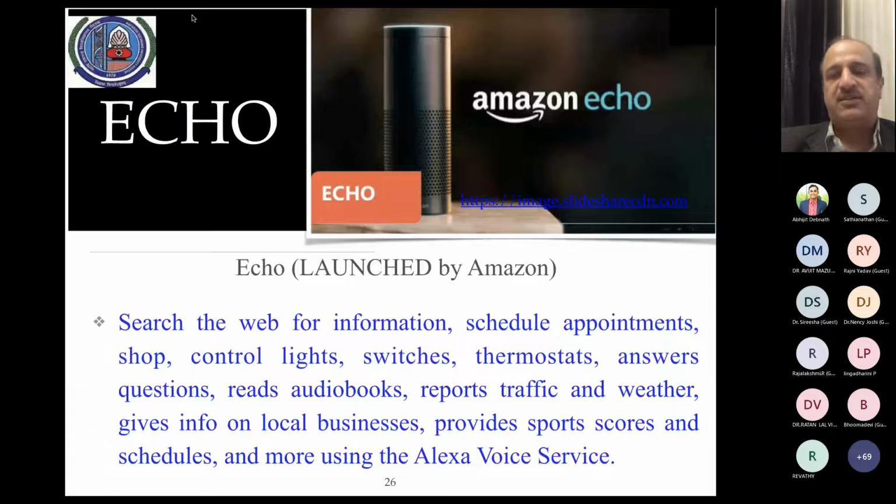Another launch by Amazon is the Echo, working on some of the same factors which we had discussed, but it also has a composition of scheduling your appointments, shopping for you, controlling the light and thermostat, answering your questions, and reporting the traffic, weather, as well as other schedules and services.